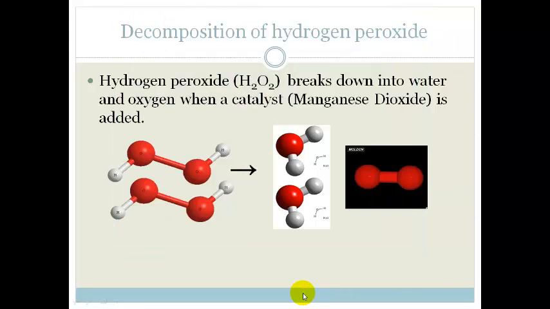Now, we're not looking at the rest of the video because it just looks at uses of hydrogen peroxide, but you did see there that the hydrogen peroxide broke down into water and oxygen, and they tested the oxygen with a glowing splint.